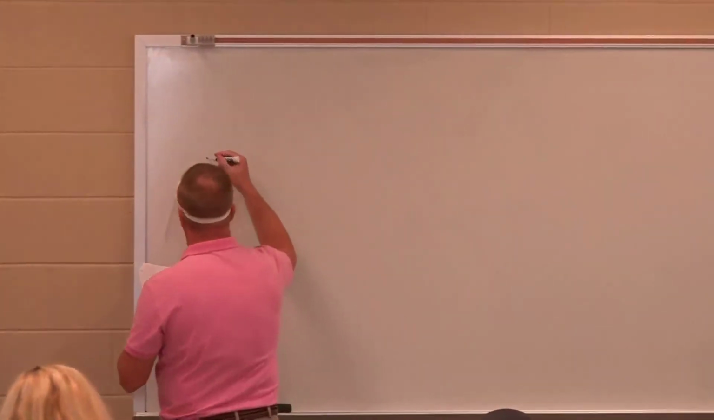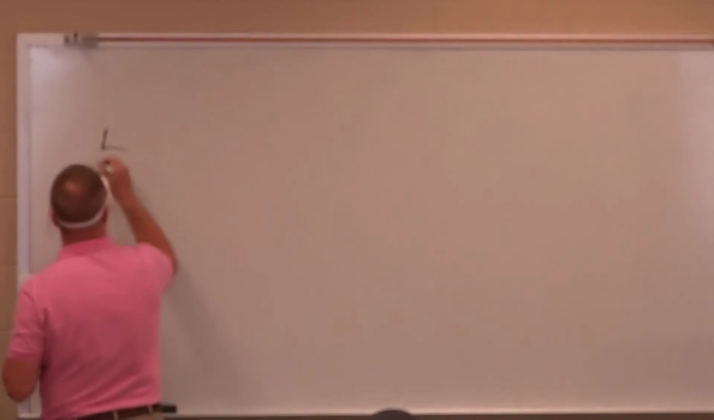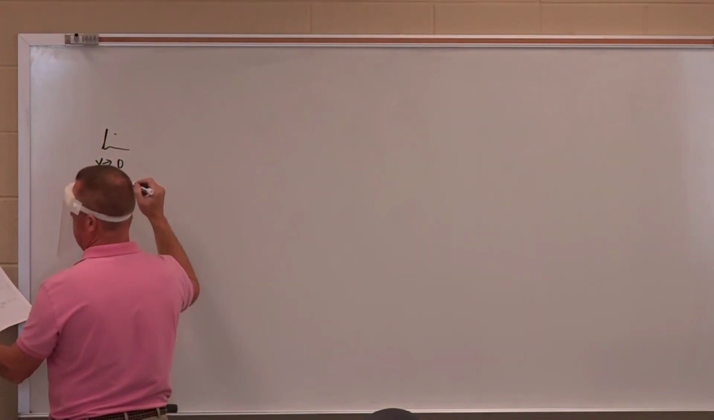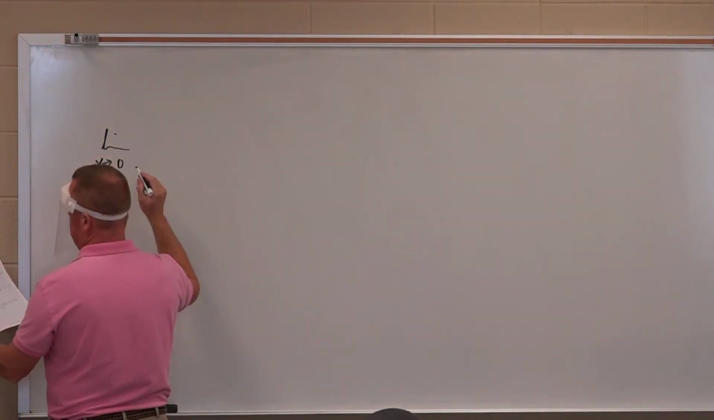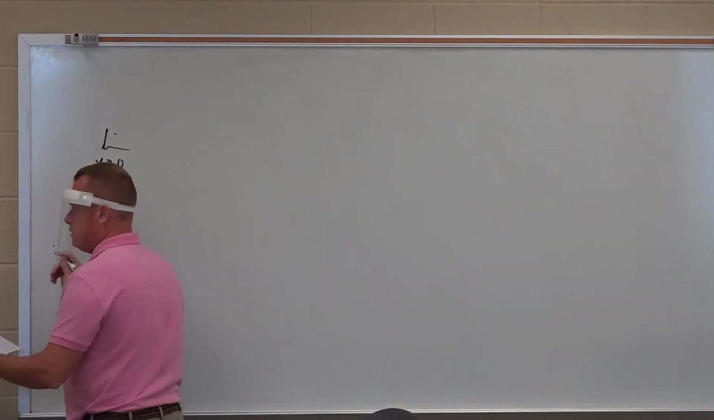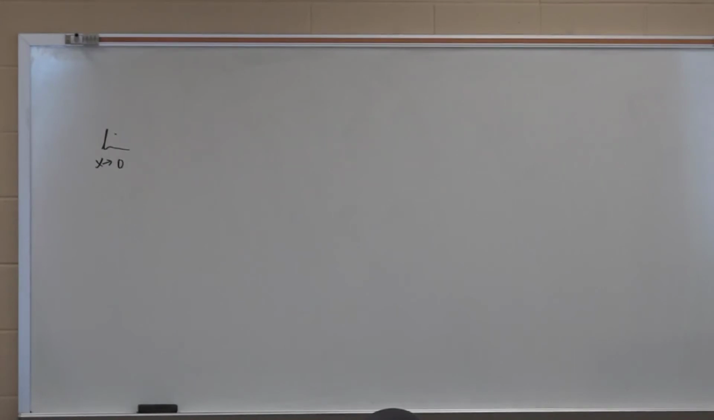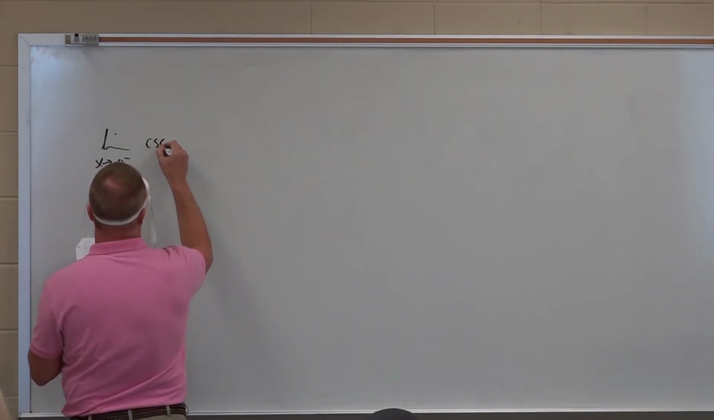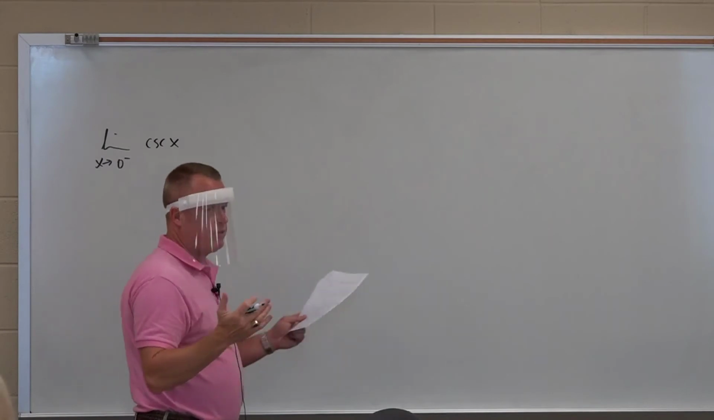So if you can remember what the graph looks like, then that's the way I would do those. Okay, so like if I have the limit as x approaches 0, this time from the left or right? Let's see. From the left of cosecant x. So again, think about the graph.